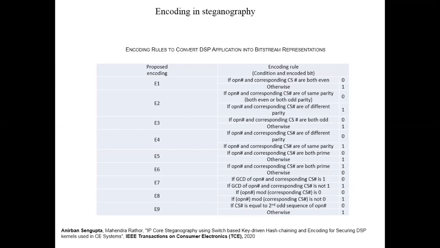Another type of possible encoding could be if the operation number and the corresponding control step are of the same parity, that is both are even or both are odd, then it is 0, else it is 1. And so on, you could make 2 to the power of m encodings if there are m possible nodes or operations in a data flow graph. Next slide, please.